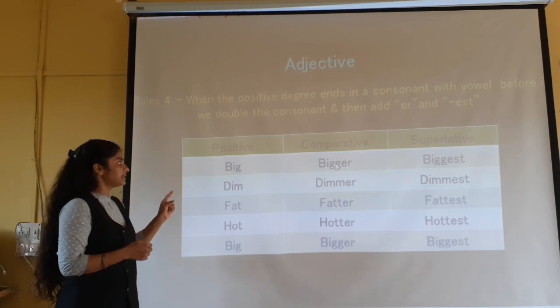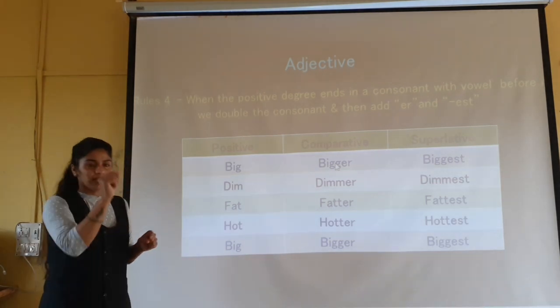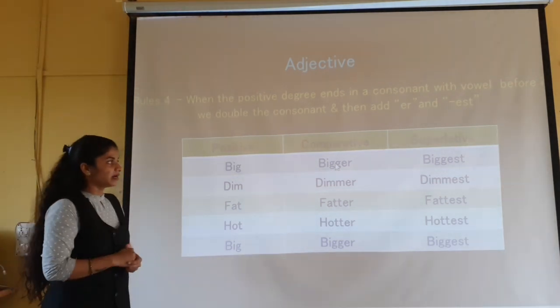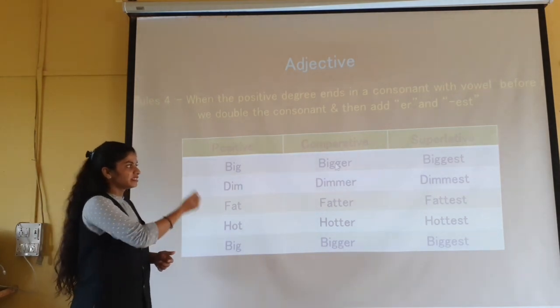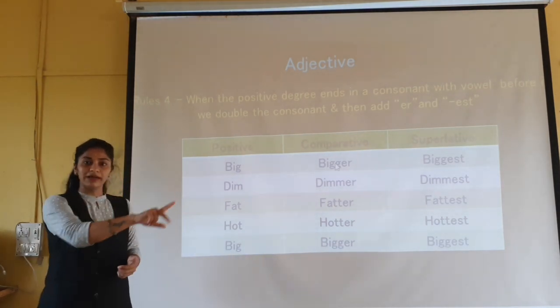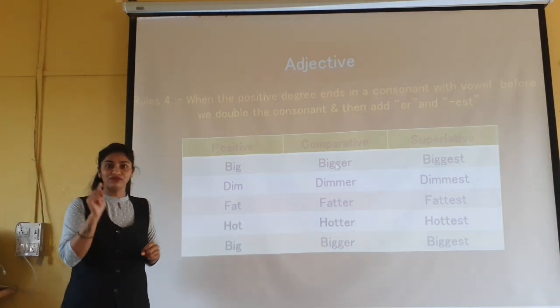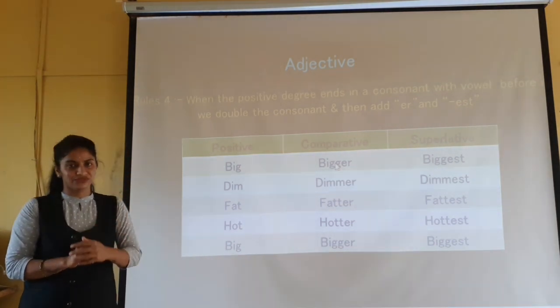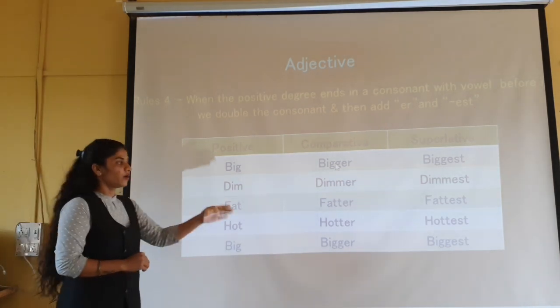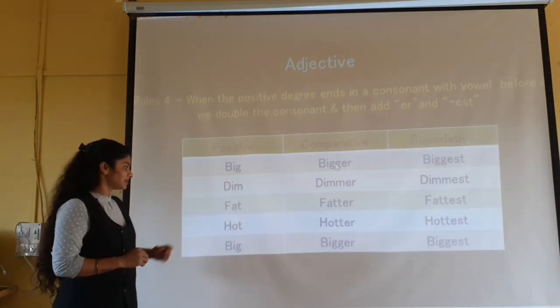How are you going to do it? Big, big plus g plus er. So it will be bigger, biggest, dim, dimmer, dimmest. You have to double the consonant. Fat, fatter, fattest. But you have to notice whether before the consonant there is a vowel. Okay, hot, hotter, and hottest. This one is also double.